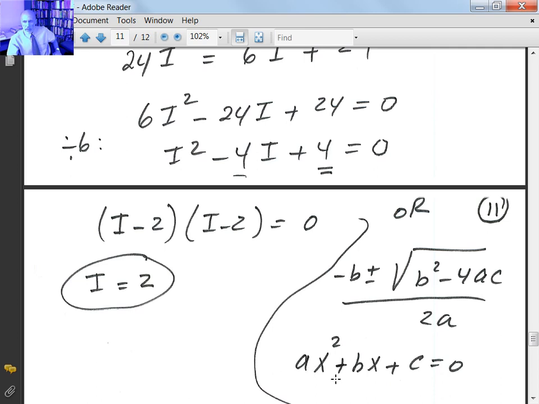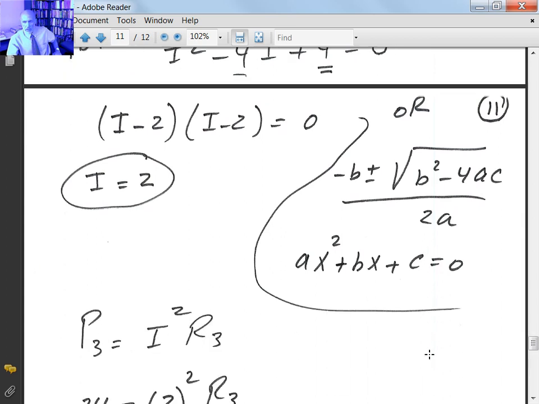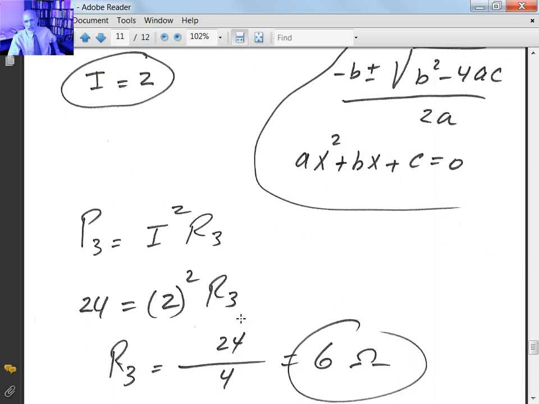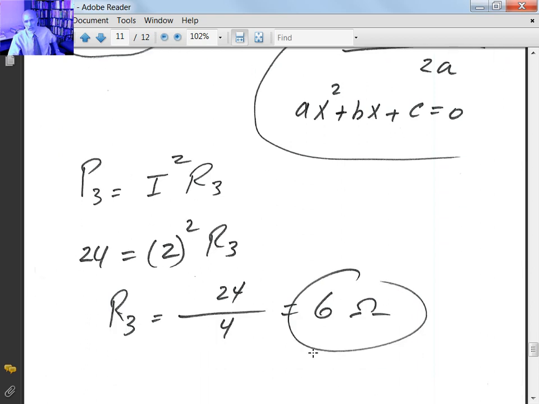If you got ax squared plus bx plus c is equal to 0, then x1 and x2 would be minus b plus or minus the square root of b squared minus 4ac, divided by 2a. So we could do it that way. Now that we have the current I, we have the power for the third resistor. So use the equation I squared R, and from here you can determine what R3 is. So R3 has to be 6 ohms.